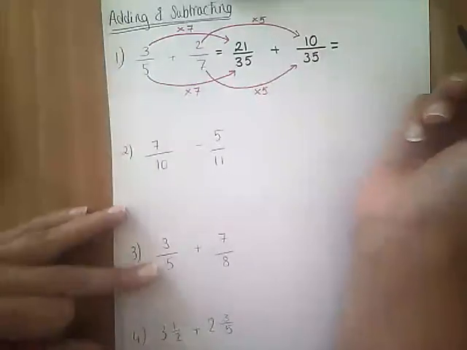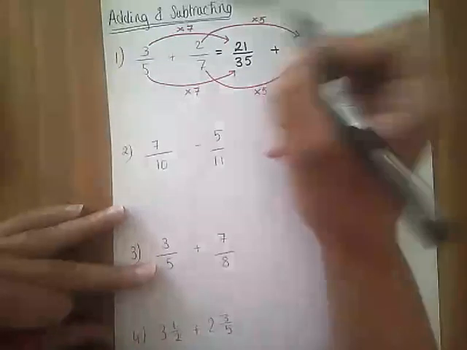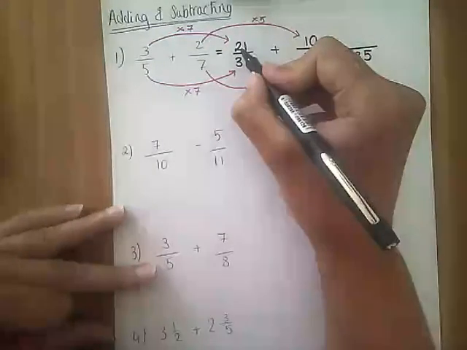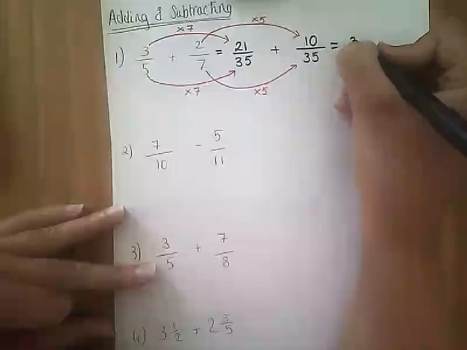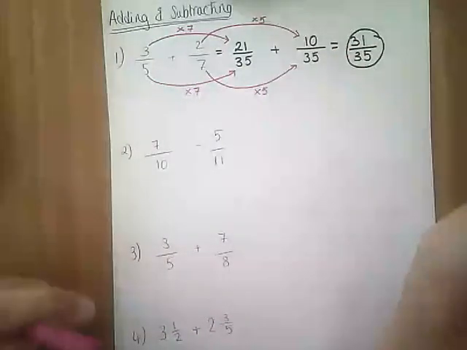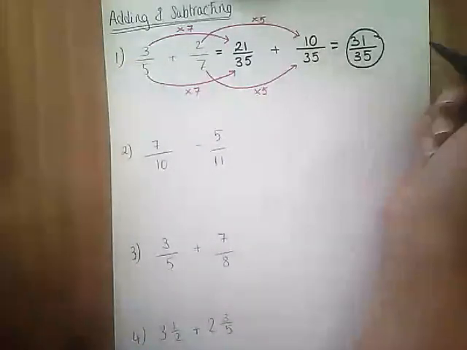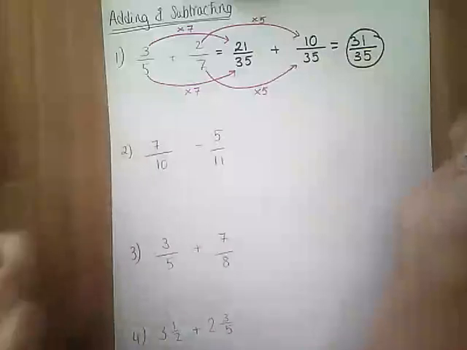When you are adding fractions, the bottom number stays the same. You don't add the bottom number, you just add the tops. So 21 plus 10 makes 31. The answer, 31 over 35. If you can simplify this, you should. Okay? But if you can't, then that's fine. Leave it as it is.